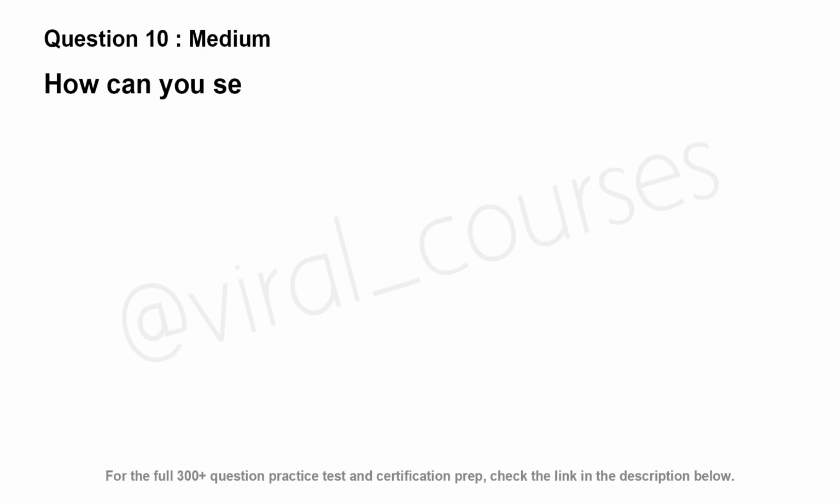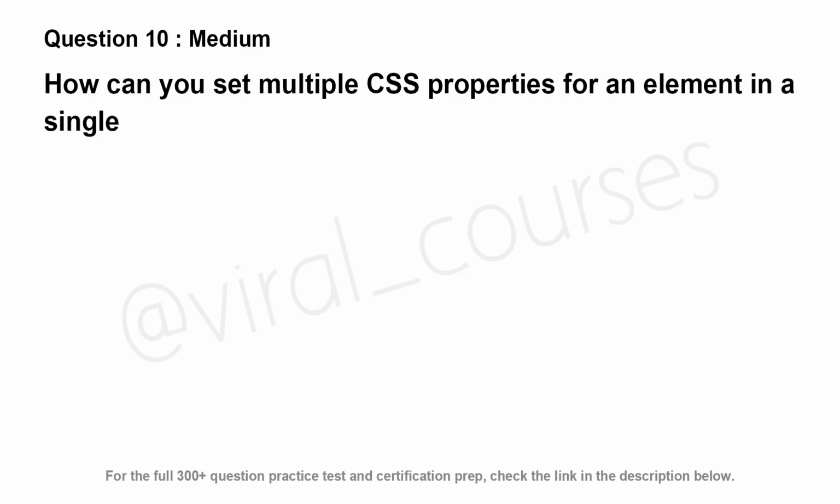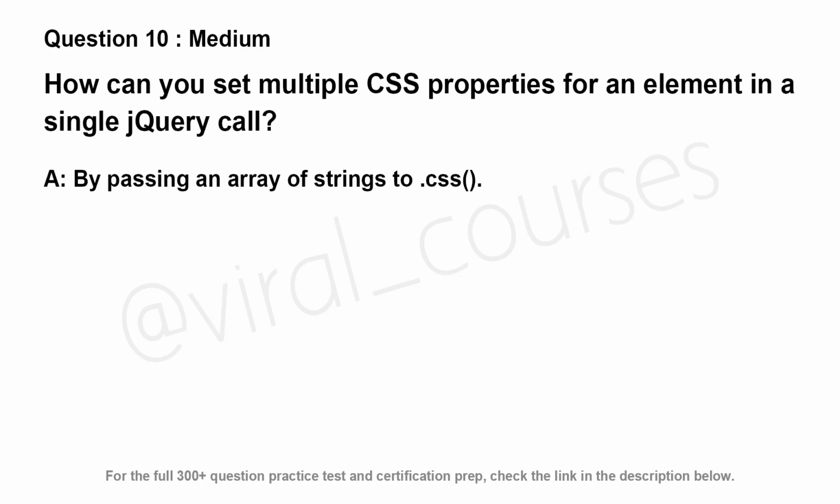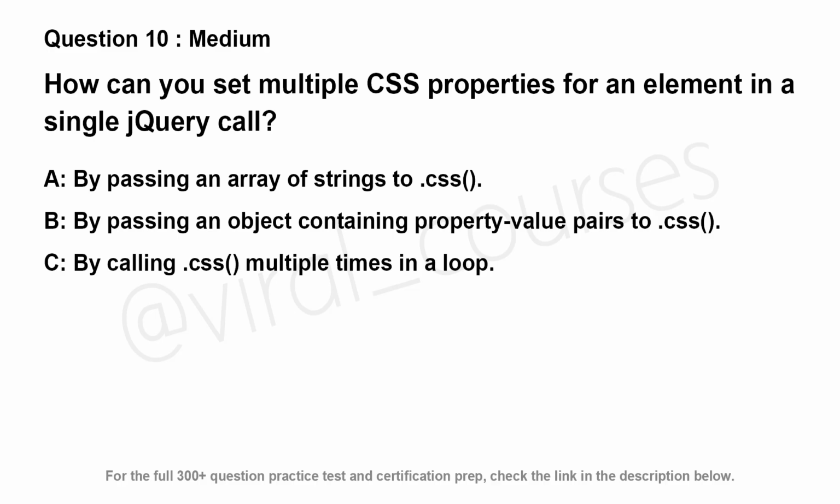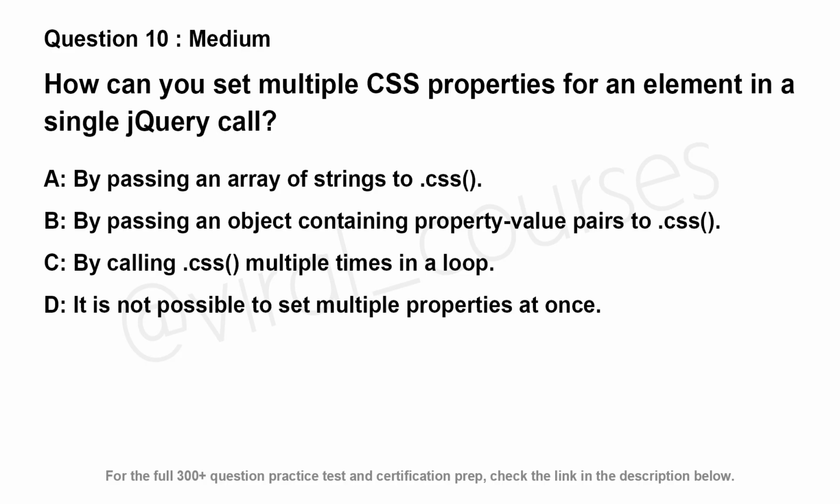How can you set multiple CSS properties for an element in a single jQuery call? Option A, by passing an array of strings to .css. Option B, by passing an object containing property value pairs to .css. Option C, by calling .css multiple times in a loop. Option D, it is not possible to set multiple properties at once.